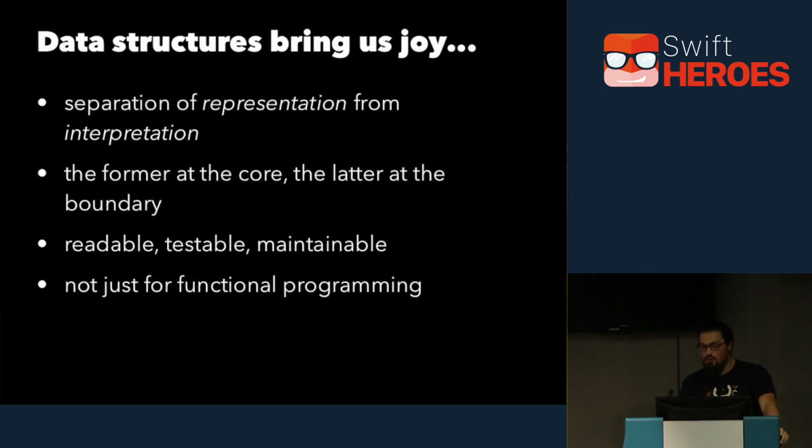So data structures bring us joy because they allow us to separate the representation from the interpretation. That function example that I just showed is exactly this. I am representing my intent and my logic in a place at the core of my application, at the core of my module, where I want everything testable, clear, and precise. And then I will interpret this operation, this event, this action somewhere else at the boundary of my system. And I would say that structuring my application by using these data structures will make everything more readable, testable, and maintainable.